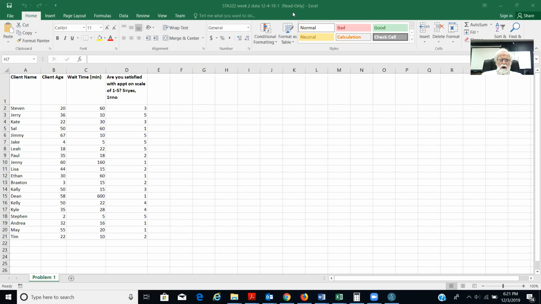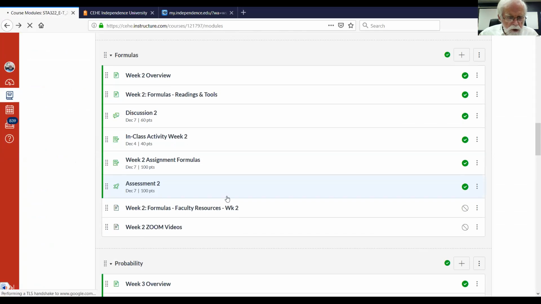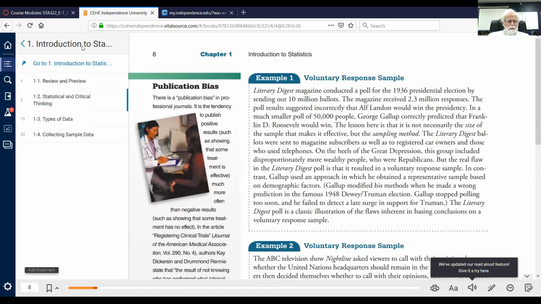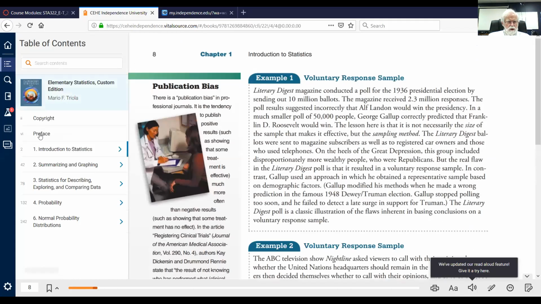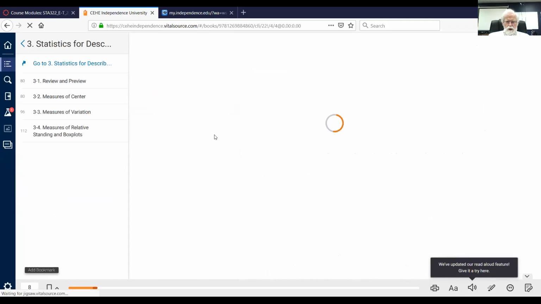So let's go back now to the assignment. Okay, and we'll go back into here. And again, there is, as usual, an assessment. So again, it's a fairly straightforward week in terms of what we're doing. So let's now go to the Triola book, which is what I will use for a lot of our conversation. And we'll go now to chapter 3 and we'll start off looking at some of these data.